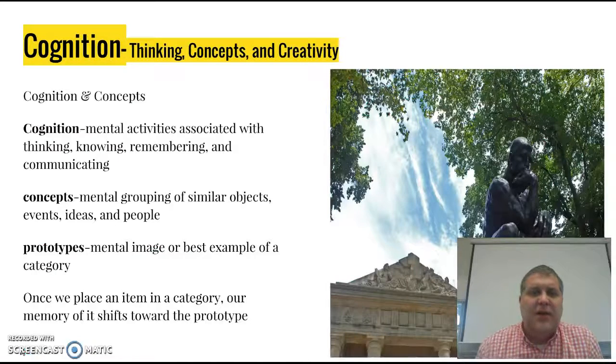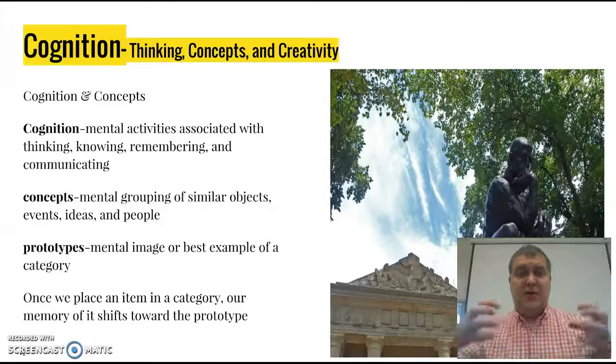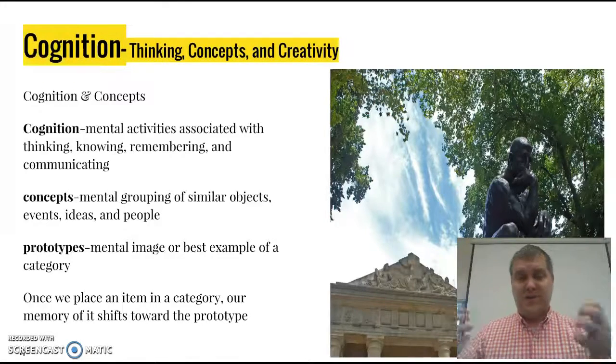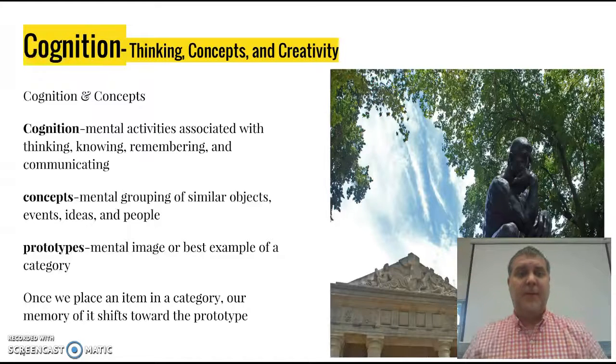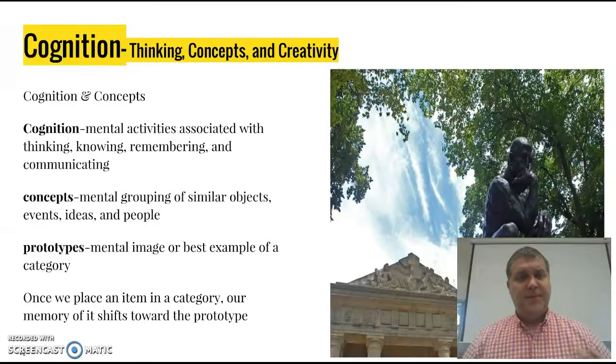Thinking, concepts, and creativity. Cognition is the mental activities associated with thinking, knowing, remembering, and communicating. Concepts is where we group similar objects. So we group like NFL teams all together, and everything about NFL is all grouped in one big thing. Everything in basketball is grouped in another thing. Psychology is grouped in one big aspect. History is grouped in another aspect. Prototypes are the mental image or best example of a category. Once we place an item in our category, our memory of it shifts towards the prototype.